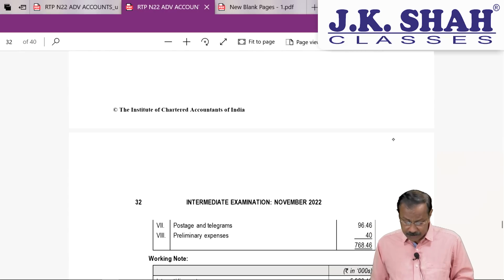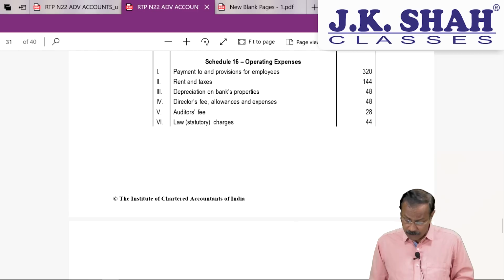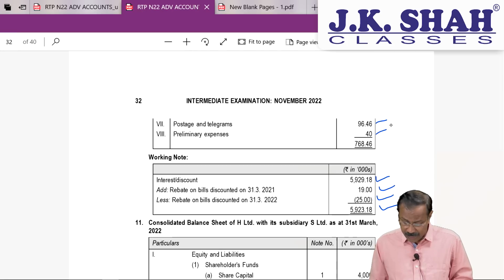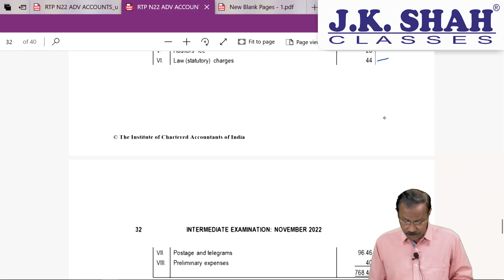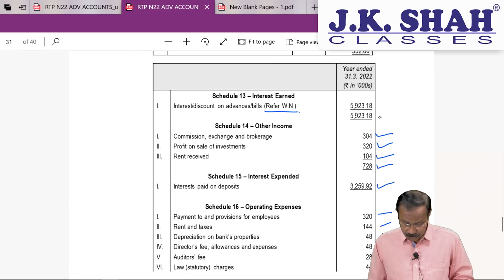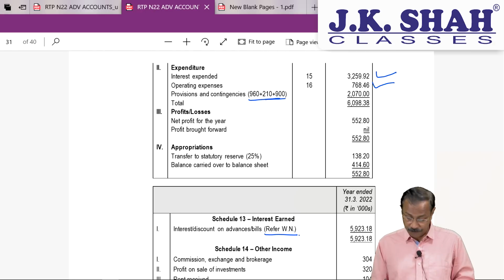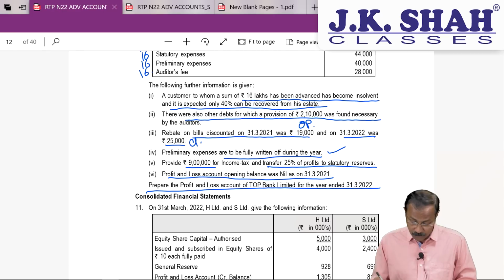Operating expenses, see the list. Salaries, rent, depreciation, directors fees, auditors fees, law or statutory charges, postage and preliminary expenses. Accordingly, we will get your provisions and contingencies. How do you get this 960? See the question.